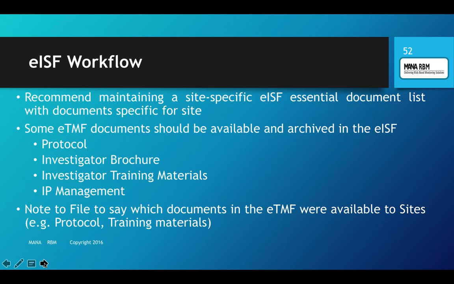Now let's talk a little bit about the workflow. As I mentioned, we keep a site-specific EISF essential document list because depending on the site, you may have different documents. They're not all the same. For instance, if it's a local IRB, you may have different notifications. If they have an SAE or specific deviations, those may be notifications that are only at one site and not at all sites. So you want to make sure to keep this essential document list for each site.